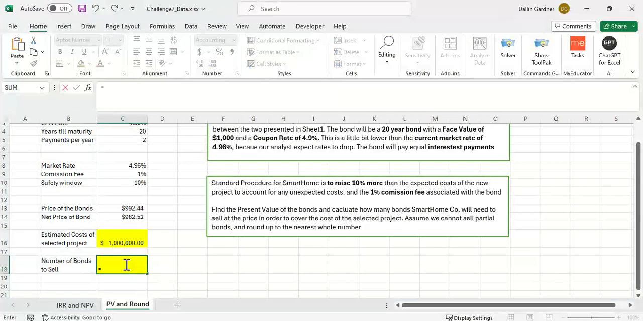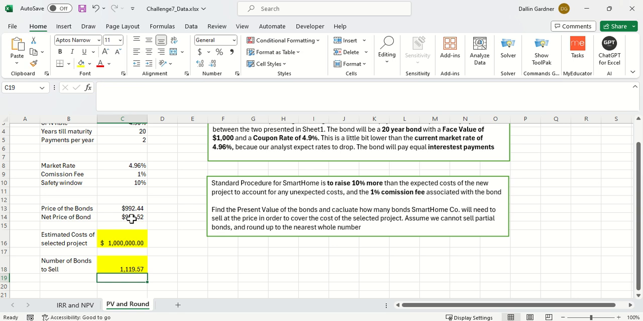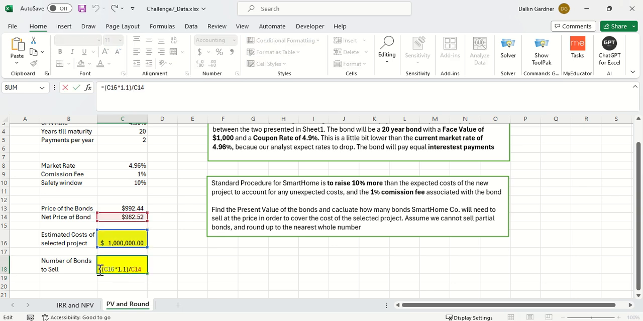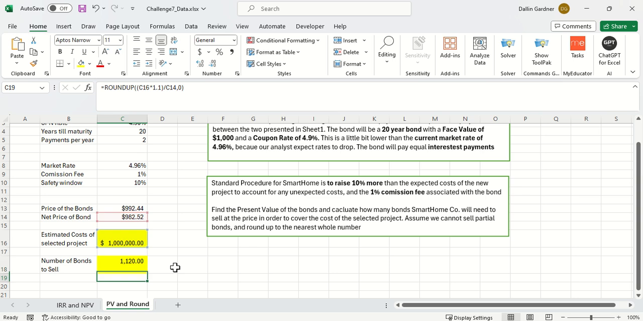And so the number of bonds we want to sell is this times 1.1 because we need to raise 10% more. So that's the value we need to raise divided by the value we get from each bond, which is the net value. So that's what we got so far. I'm going to round up. That's our number, and we just want it to be a whole number. That's our solution.